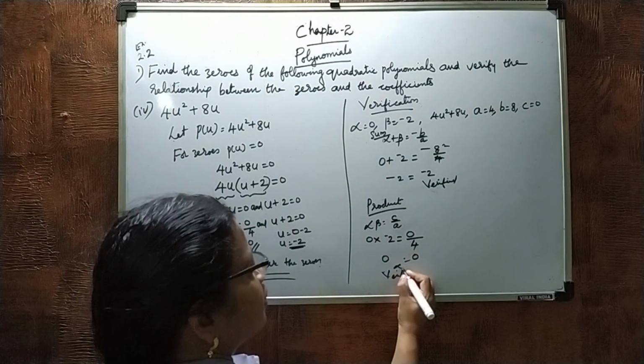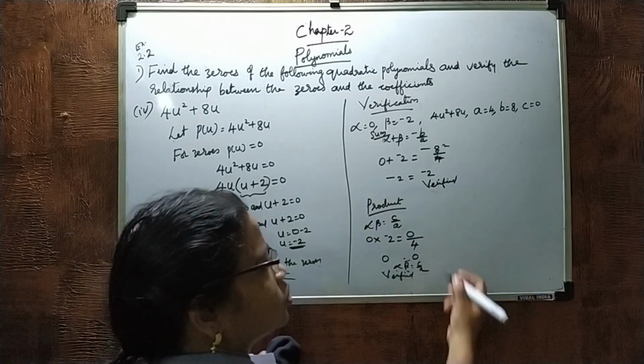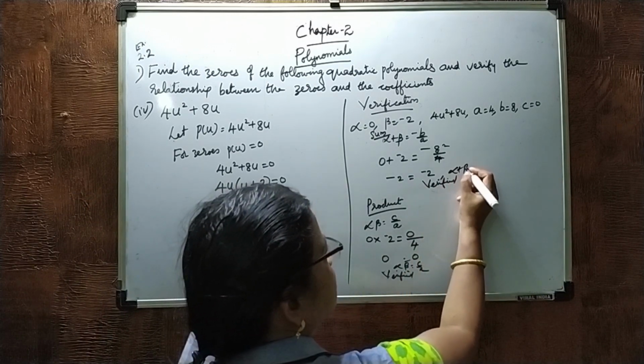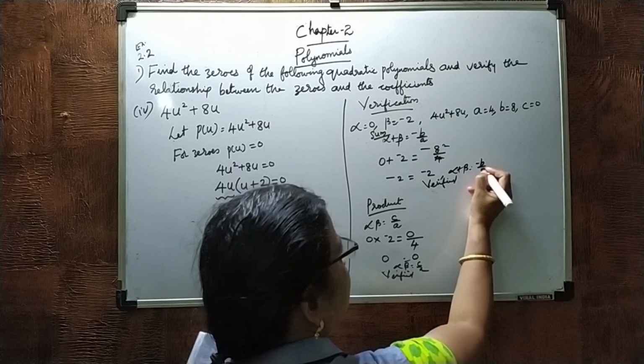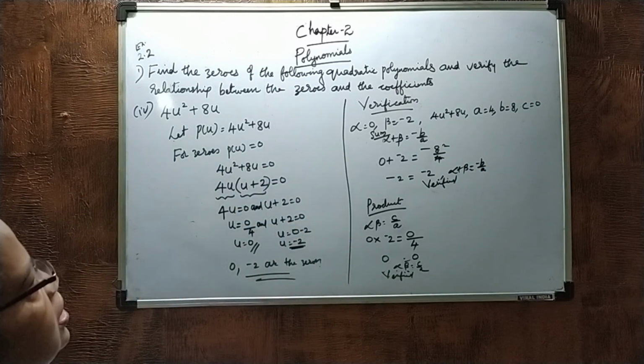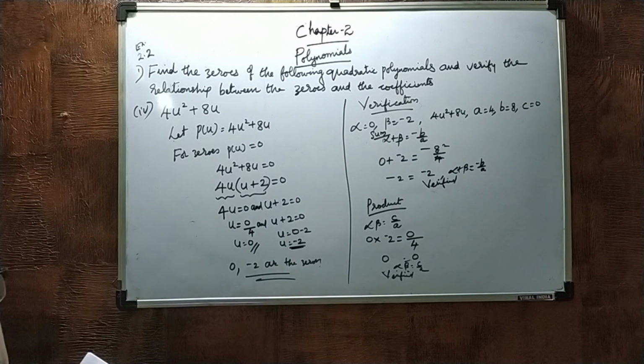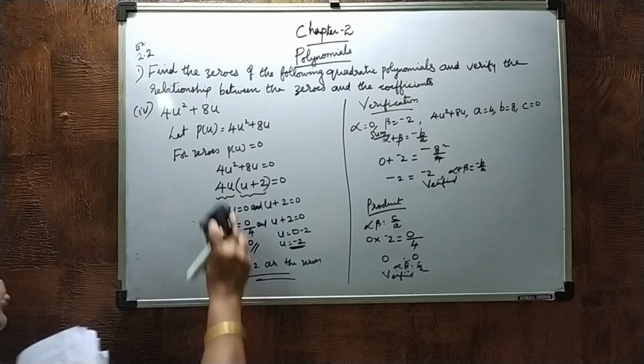If you want, you can write one more step, alpha beta is equal to c by a. If you want, here also it will be alpha plus beta is equal to negative b by a. Either way it is fully correct. So this is the fourth question you have in the textbook. Now one more example is there, that also we will do.